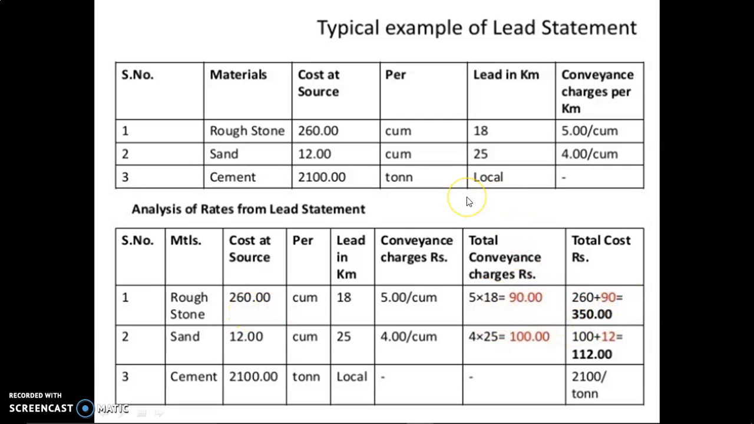So simply we have to multiply lead in kilometer, means lead distance or lead statement, with the per kilometer or per cubic meter charges. So here we multiply and we add this to the origin cost.